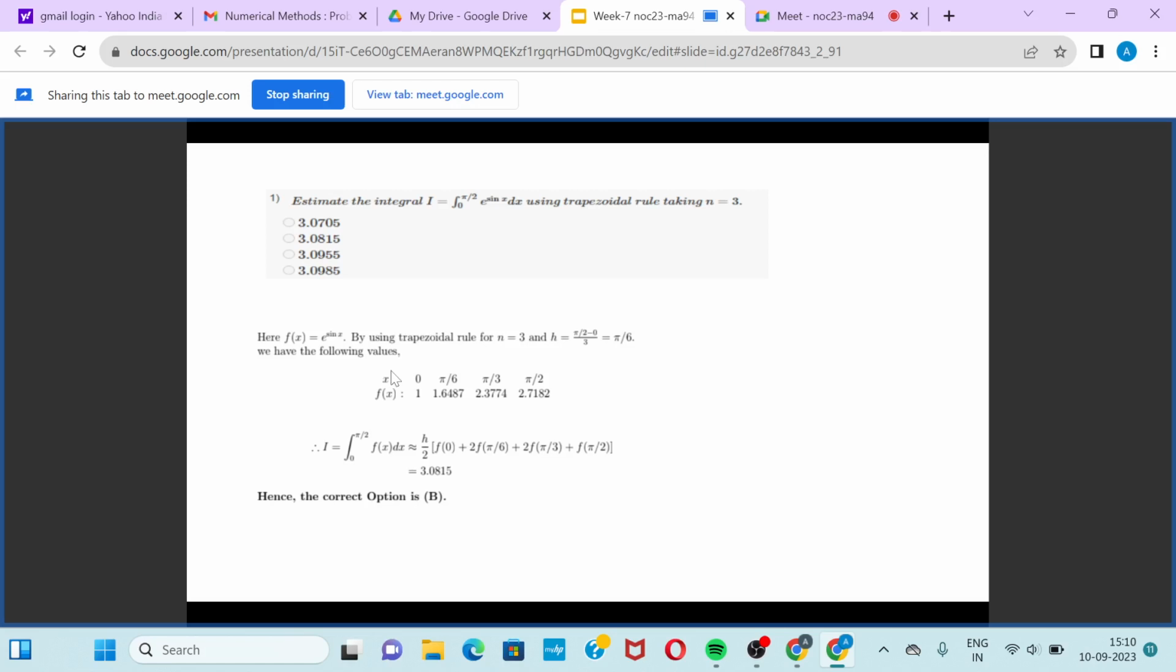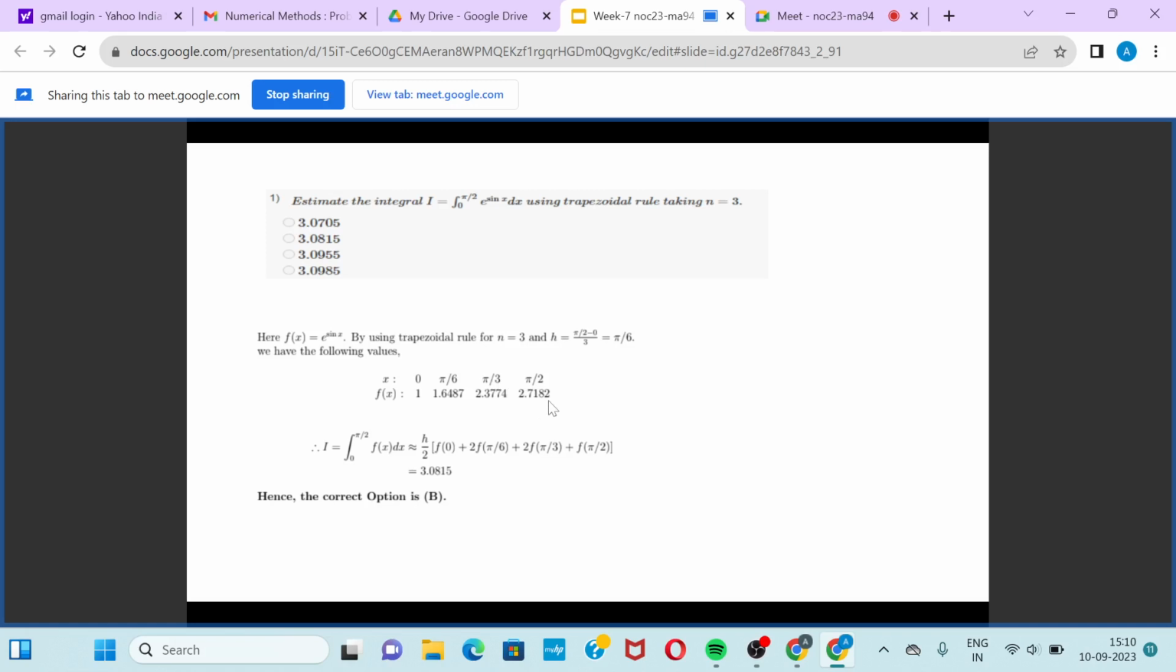So we have the following values now. x will be what? First start with 0, then after pi by 6 into distance, it will be pi by 6. Then again add pi by 6, you will get pi by 3, and again add pi by 6, so you will get pi by 2, right? Now corresponding to that, the f of x value, just substitute in the formula f of x is equal to e power sin x. At the place of x, substitute 0. So first you will get 1. And when you substitute pi by 6, you will get 1.6487. Then for pi by 3, you will get 2.3774. And for pi by 2, you will get 2.7182.